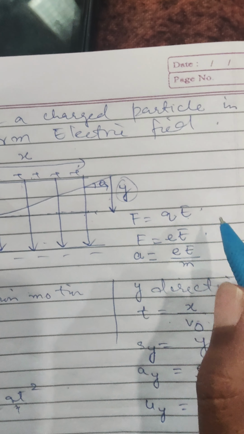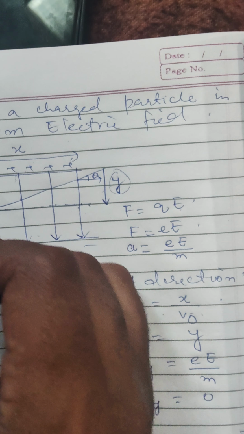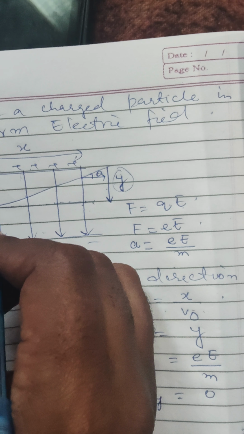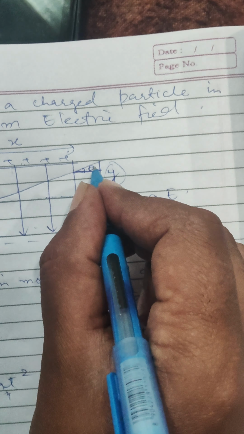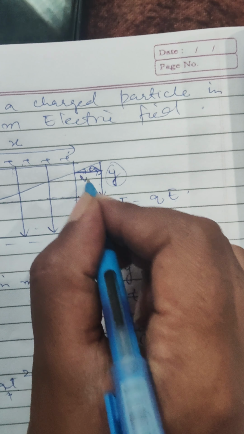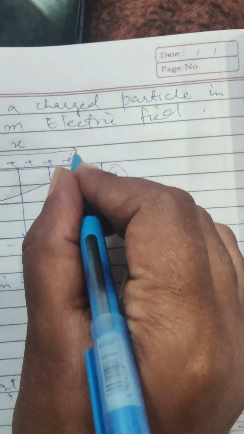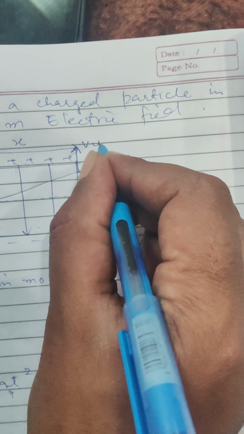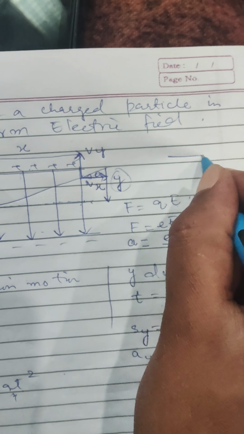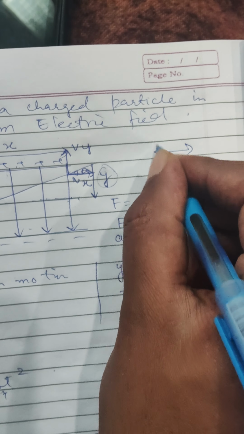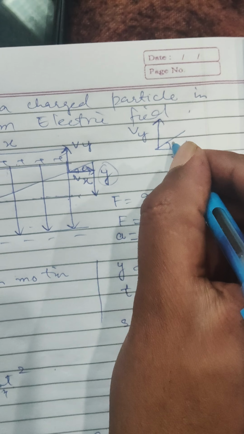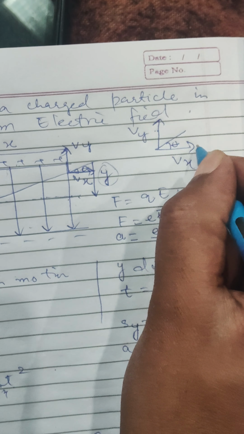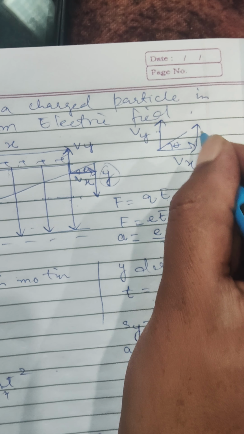Now we will try to calculate this angle theta. The initial velocity in this direction was v0, and here it was 0. Let the final velocity here be vx, and towards the y direction let it be vy. Now this is vx, this is vy, and here is angle theta. We can shift this vector here, so this is vy.